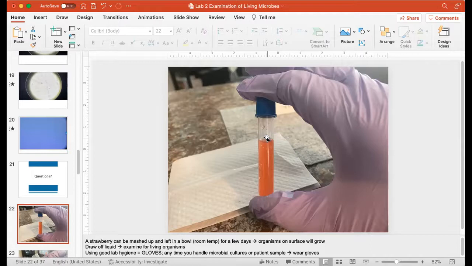Now, what you're looking at in here is a homemade culture. And I'll tell you how I made it. I took a strawberry that I bought at the grocery store and I mashed it up in a little bowl. And then I covered it and I left it out at room temperature for a couple of days. This is a tried and true way to grow some yeast. If you want to grow some yeast and look at them under the microscope, all you have to do is draw the liquid off from around the strawberry, put it into a tube, and then take a drop out of the middle of the tube and examine it as a wet mount.